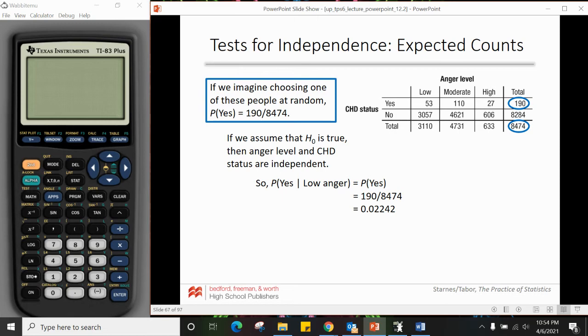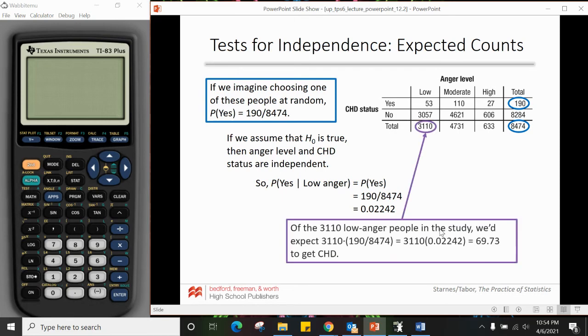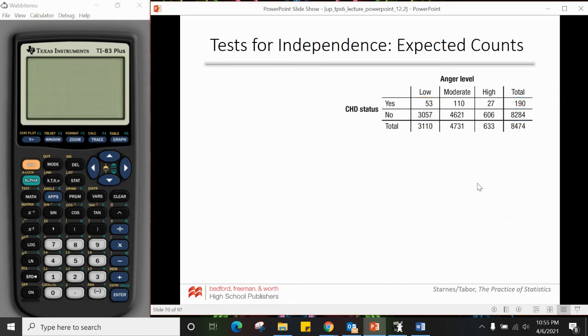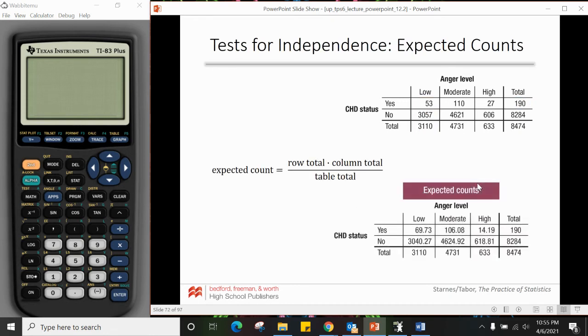So 190 divided by 8474 is this number there. To find the expected counts up here, I would multiply it by that row total. I get my expected count to be 69.73. And here is a snapshot of said two-way table. So expected counts, just like before, are row total times column total divided by table total.